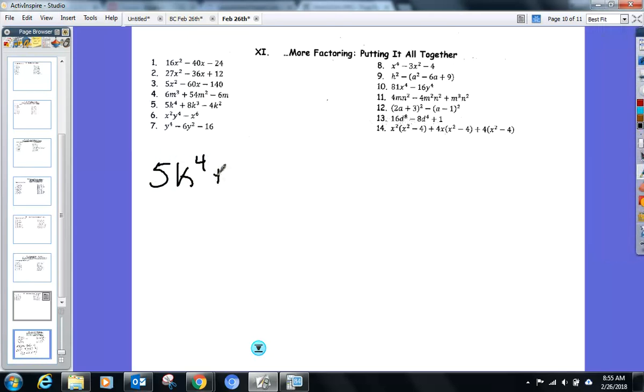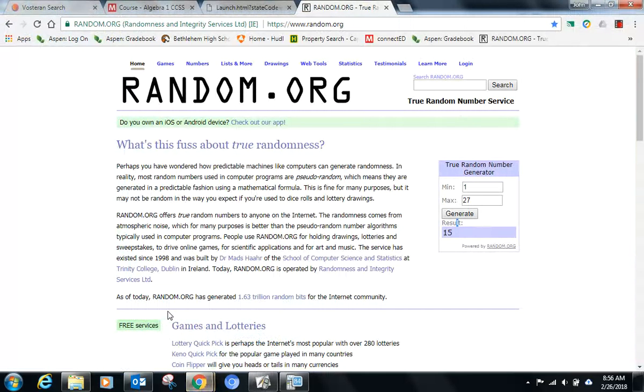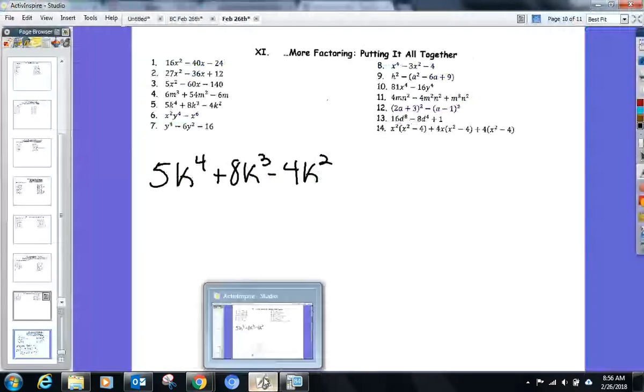5k to the 4th plus 8k to the 3rd minus 4k squared. First question we always ask, yep, GCF, there is one there. I need to know, what is it? What is it? GCF, here we go, 8. Do we have 8 in the house today?